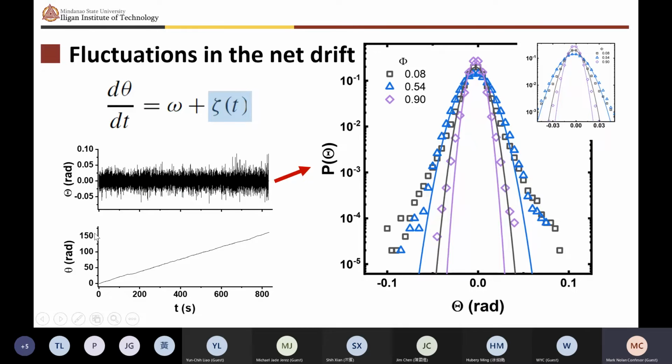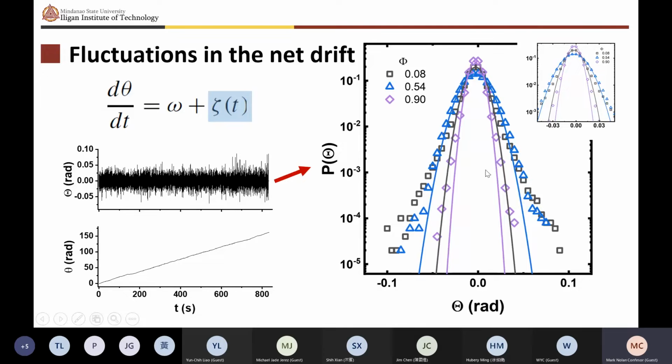And so what you can do is remove the net drift and look at the fluctuations based on the net drift. So this theta here is actually the angular position minus the net drift, and you can see these fluctuations. And here, just for comparison, I look at three concentrations: 0.08, 0.54, and 0.90, and we look at the steady state distribution for those cases.